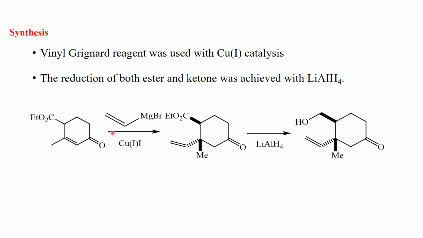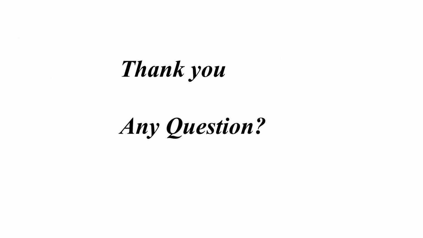This ketoester, when it reacts with allyl magnesium bromide, gives this intermediate, which when reduced in the presence of lithium aluminium hydride, the ester is reduced to the CH2OH alcohol group. And that's all about one group CC disconnection of carbonyl compounds. Thank you for listening and watching. You can ask me any question.